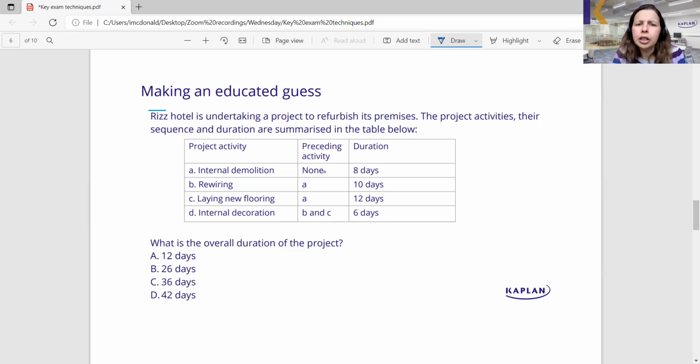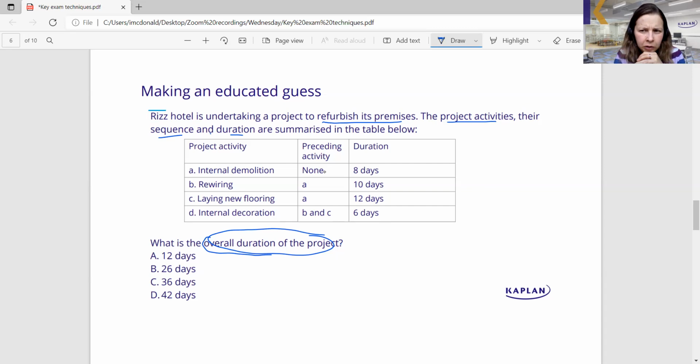So let's look at the situation and think about how we should guess. What is the logic behind guessing? We're told about a hotel that is undertaking a refurbishment of its premises. We're told about the activities in that refurbishment, their sequence and duration in a table, but we're asked to work out the overall duration of the project.